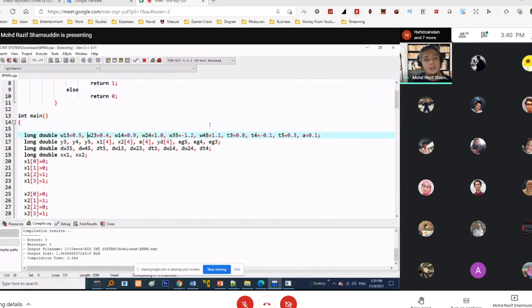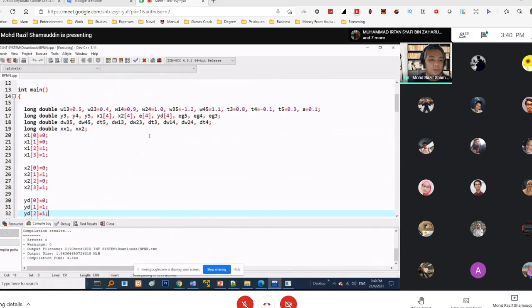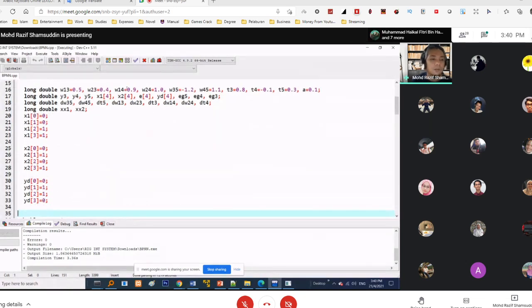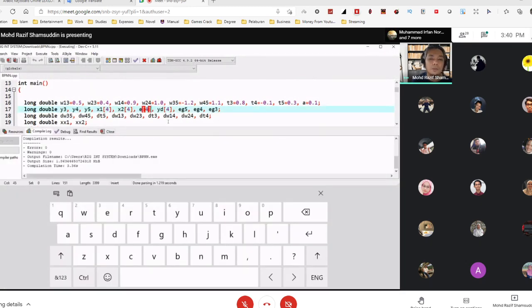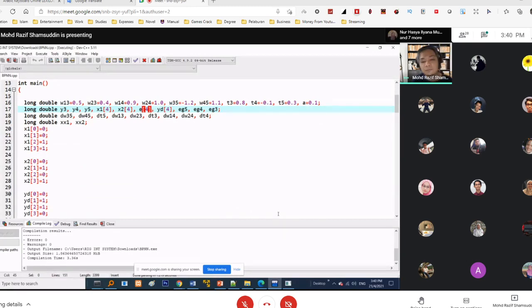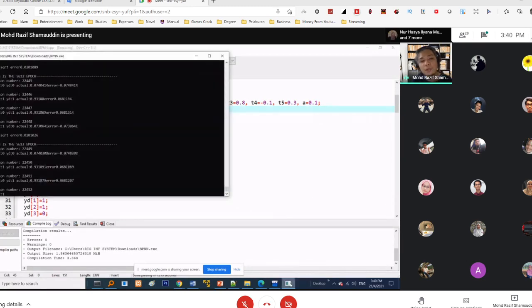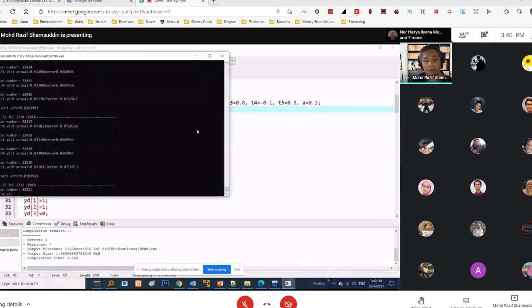This is just an initialization of weights and initialization of variables. And these are the values that we're going to learn. You're going to learn the XOR operation, where the output labels are 0110. Let me close this. I've already executed this program, and it's running in the background here.